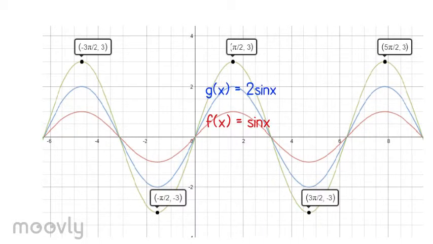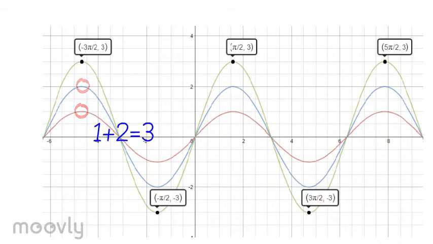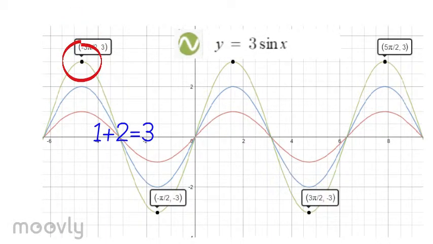For example, suppose we have two waves, one with functional expression f(x) equals sin x, and the other one is g(x) equals 2 sin x. The crests of the two functions with heights 1 and 2 add up together and result in a supercrest with a new height of 3. The same thing also happens to the troughs.